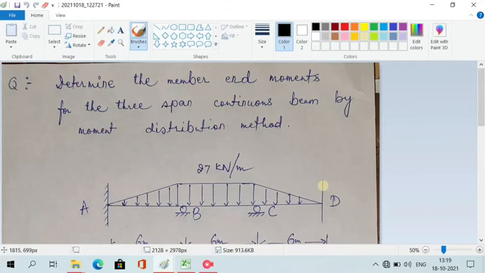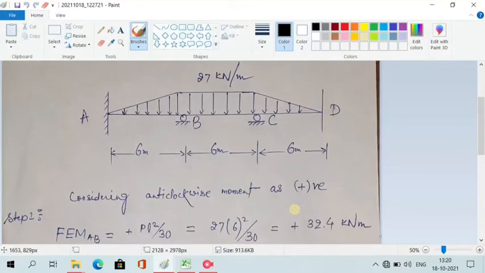Now this is our problem. Here at A there is a fixed end and at D there is also a fixed end. Now the span length AB is equal to 6 meter, span length BC is equal to 6 meter, and CD span length is equal to 6 meter. So what is our first step? Our first step is the calculation of fixed end moment. I am considering anti-clockwise moment as positive.